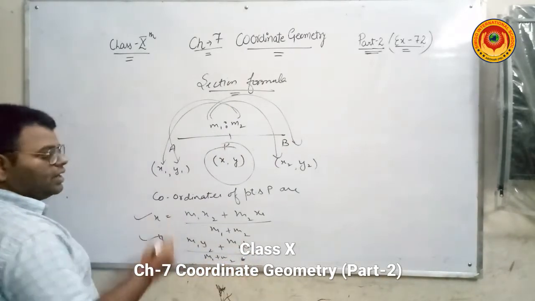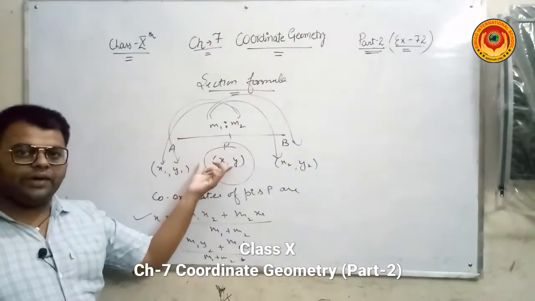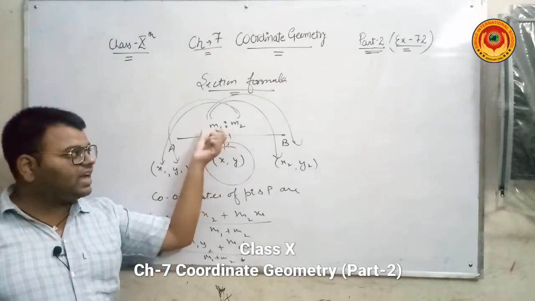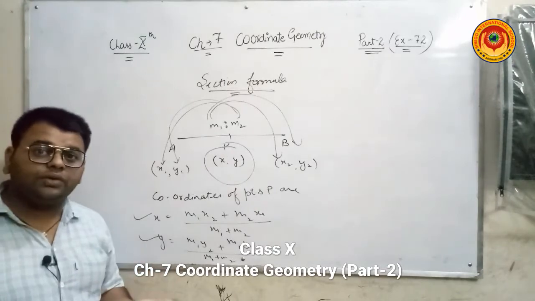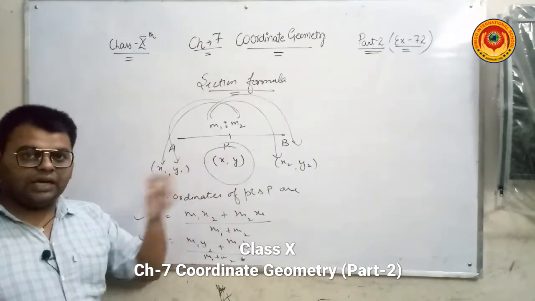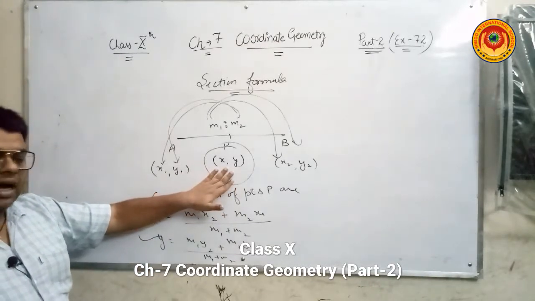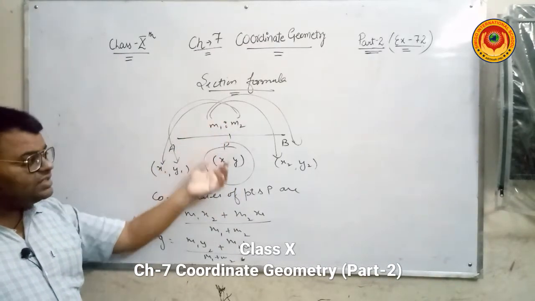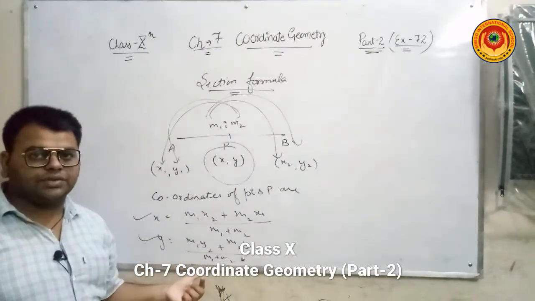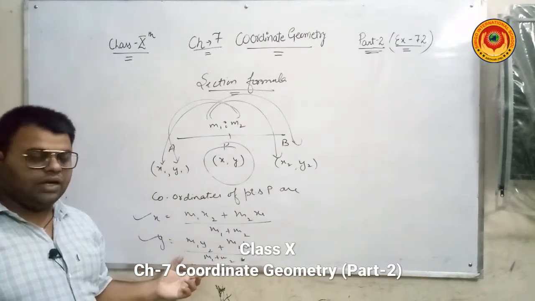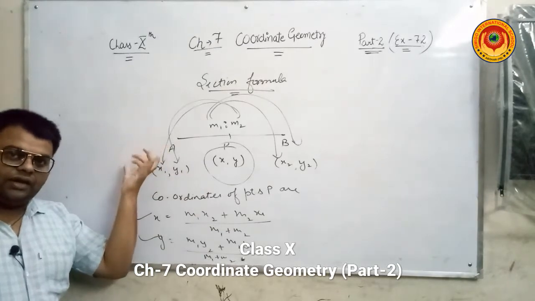This formula is known as the section formula. With the help of this formula you can find the coordinates of the point that divides the line in the ratio m1 to m2. And one more question arises from this. If the coordinates of the point are given and they ask you to find the ratio, then just put the values in and you get the ratio. So both things are possible. Now we are going to start some questions related to this, so you can understand it clearly.